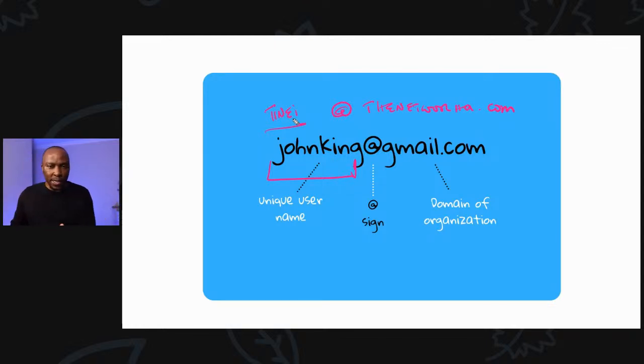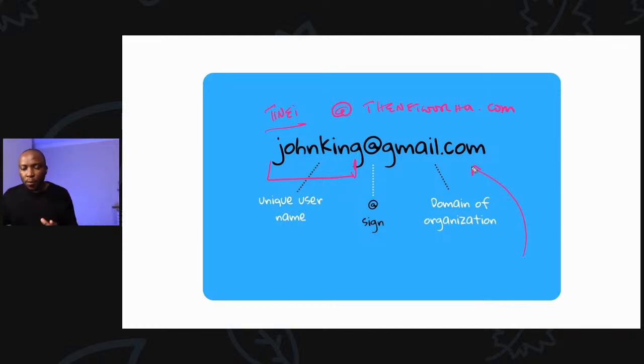name of the organization. So when you are sending email, you send to the domain of Gmail, and when the email gets to that domain, it says, okay, fine, I'm looking for the username, and then it will send the email to that particular mailbox, and that's how you receive your emails.